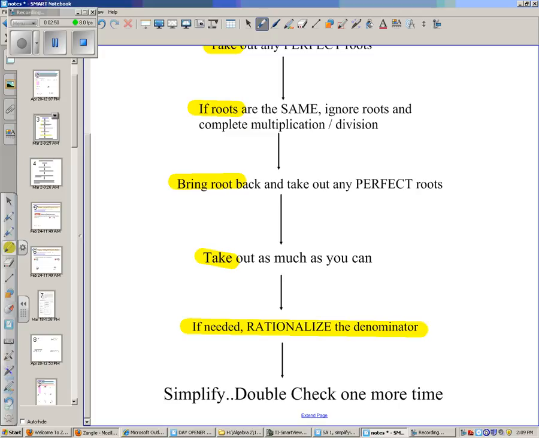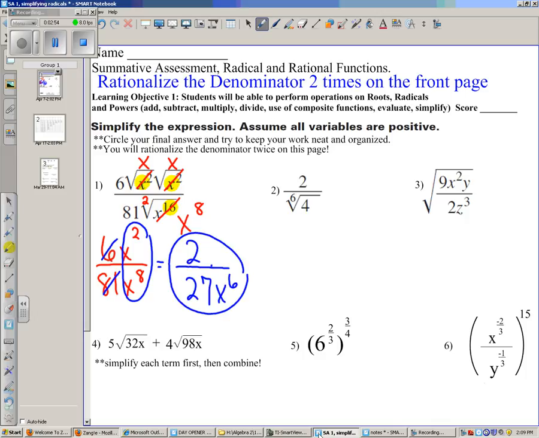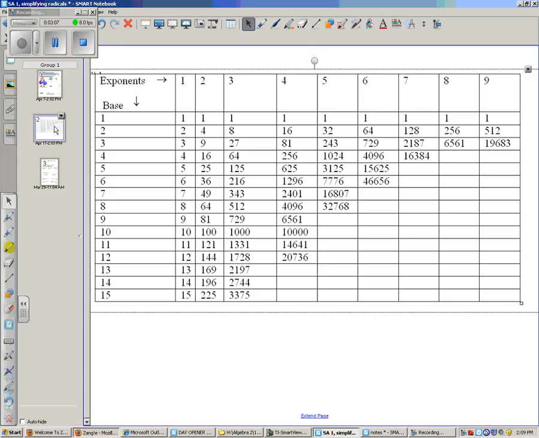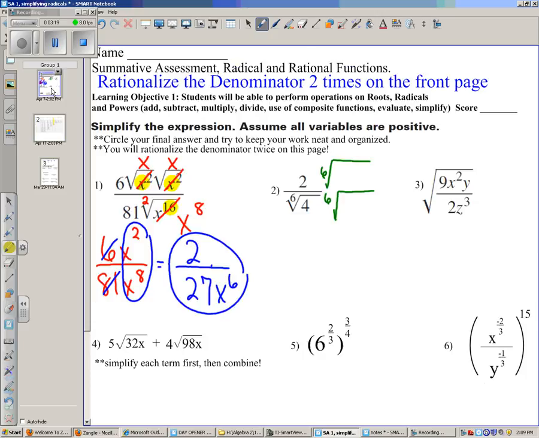And at the beginning of the test, I did tell you guys that there are going to be 2 problems that you have to rationalize the denominator. So that's this one. So what I'm going to do is build 4 up into a number that has a perfect 6th root. And I'm going to jump to my cheat sheet, and I'm going to look to see what number can I turn 4 into that has a perfect 6th root. And I can turn it into the 64. And how do I get to 64 from 4? I take 4 times 16.